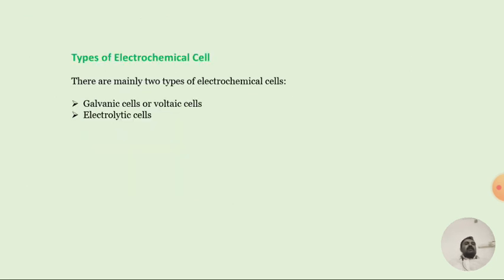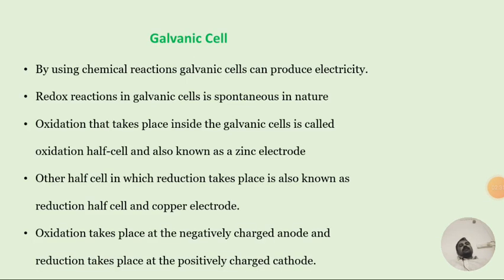So, what are the types of electrochemical cells? We know the applications. Here we separate them into two types: galvanic cells or voltaic cells, and electrolytic cells. These are the two parts. In this case, for galvanic cells, what is a galvanic cell, what is the application, and how is it applicable? These are the things we can go through here.